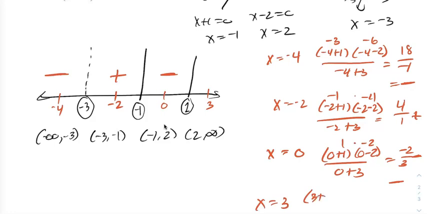So 3 plus 1, 3 minus 2, 3 plus 3. I think it's going to be positive. 4 times 1 over 6. So over 6, which is positive. Again, all I care about is the sign.